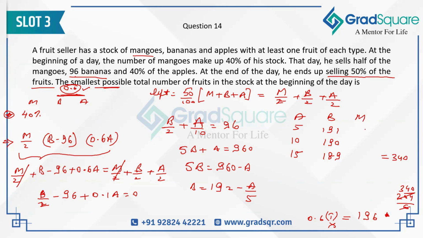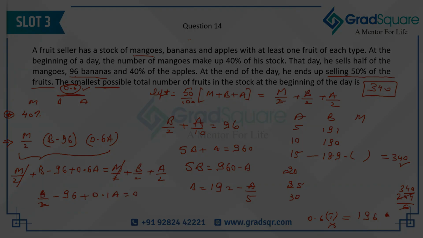You will get the value of M over here, but they're not asking you that. They're asking you the lowest possible value of the fruits at the beginning of the day, and that's going to be 340 as the answer. If you further increase this value and try 20, 25 and 30, you will realize that the overall stock is going to continue to increase, and hence we want the lowest possible value, which is going to be 340. So the answer for this question is 340.